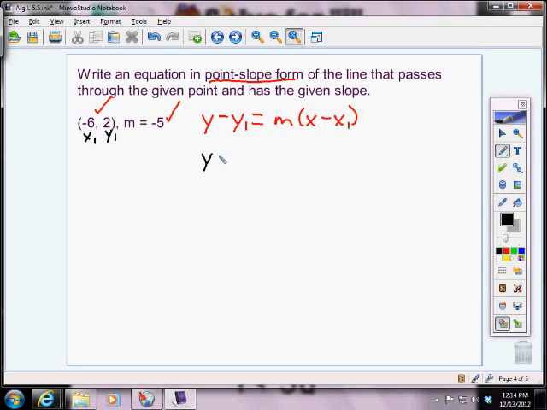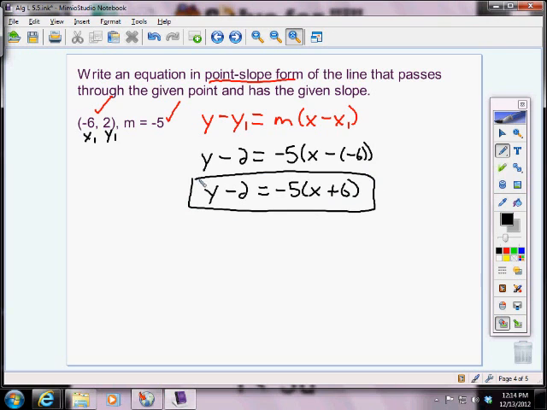So we have y minus our y1, which is 2, equals our slope, which is a -5, times the quantity x minus our x1, which is a -6. And hopefully by now we're starting to see that this makes things look more difficult than what they are. Done. Point-slope form.